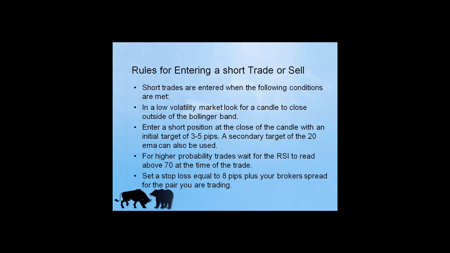Now, rules for entering a short trade or a sell. Short trades are entered when the following conditions are met. In a low volatility market, look for a candle to close outside of the Bollinger Band. At the close of that candle, you enter a short position with an initial target of 3 to 5 pips, and a secondary target of the 20 EMA can also be used. For higher probability trades, wait for the RSI to read above 70 at the time of the trade, and set a stop loss equal to 8 pips plus your broker spread for the pair you are trading.